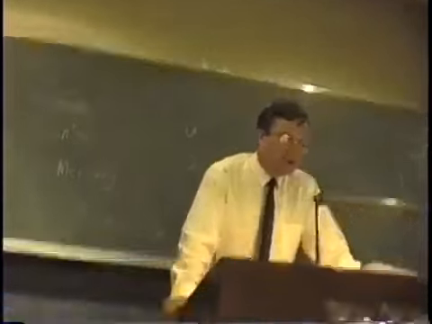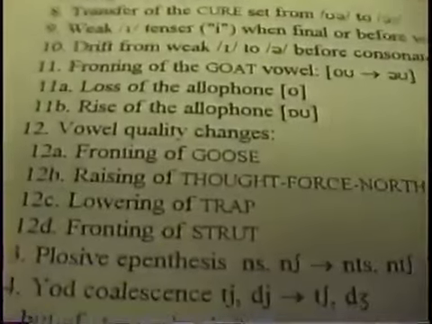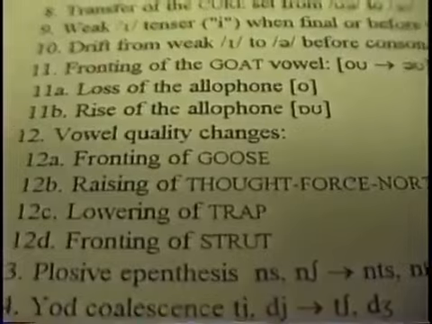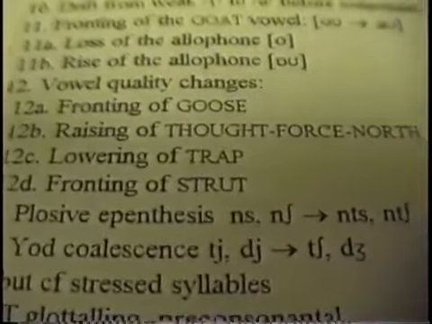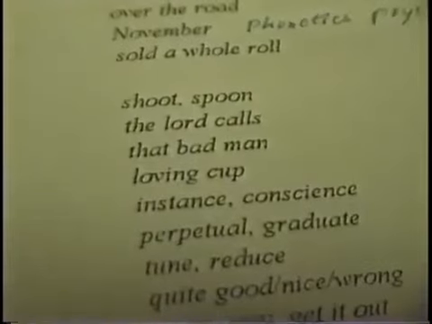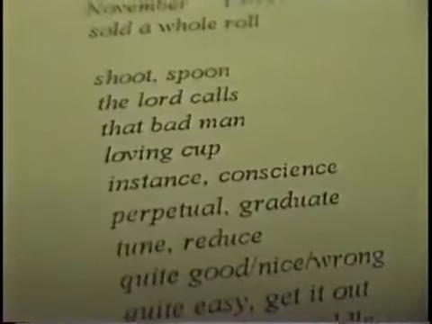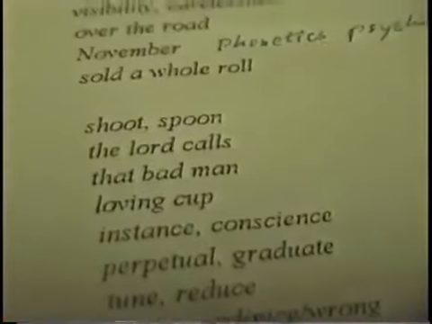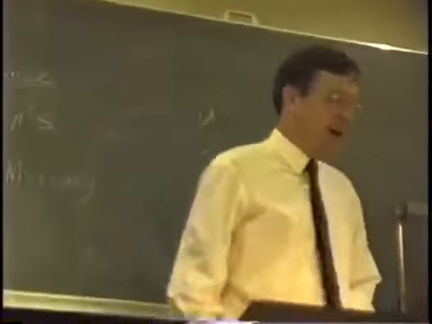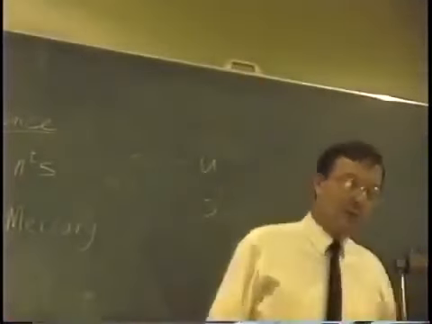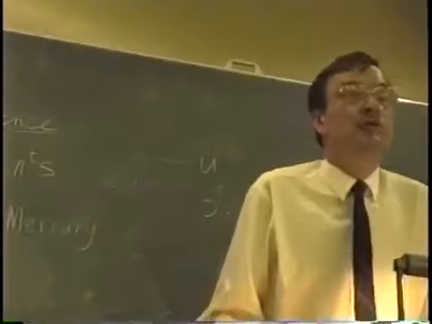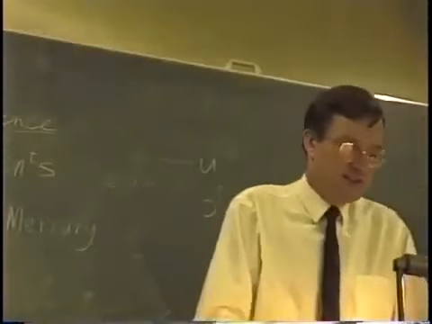Yod coalescence, T and D going to CH and J. Well, of course, this always happened in words like "nature," but it's gradually happening in more and more environments. Jones's "perpetual" has become present-day "perpetual." Jones's "graduate" has become "graduate," very commonly. Jones's "actual" has certainly become "actual." Nevertheless, in stressed syllables, this is still regarded as not pukka, not real RP. So, although lots of people say "tune" and "reduce" with coalescence, RP has to have "tune" and "reduce." People are sort of sensitive to that distinction.